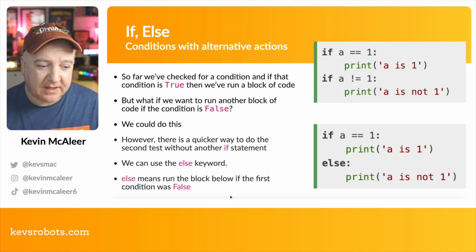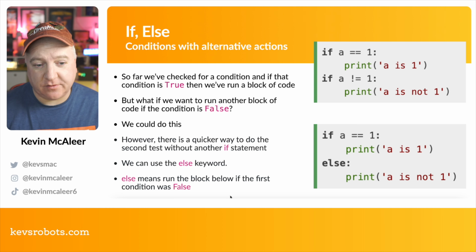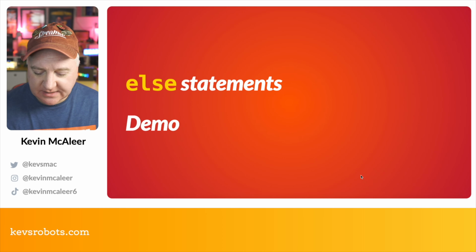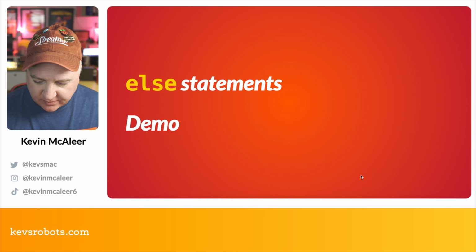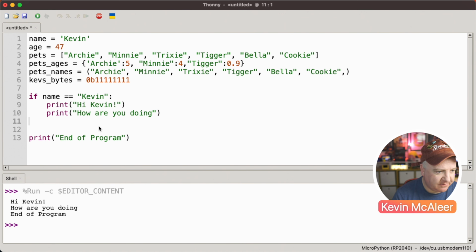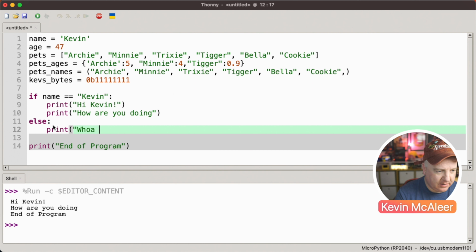So else means run the block below if the first condition was false. If that condition is not true, then run the else action instead. So let's give that one a demo. Let's get back over to Thonny and let's do an else statement. So if your name isn't Kevin, else, it's not indented, it's at the same indent level as the if statement. We have the colon and a new line, and then let's say, who are you?